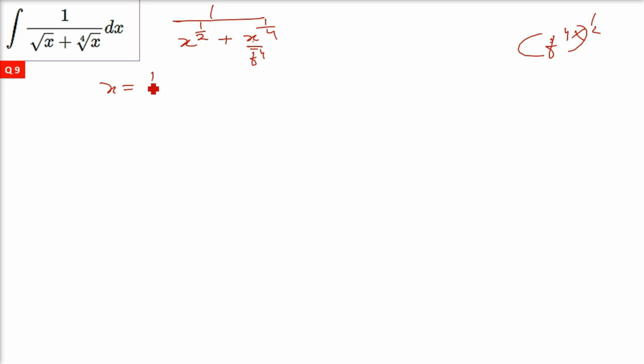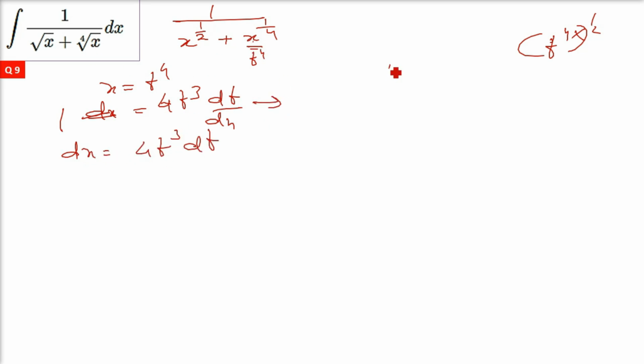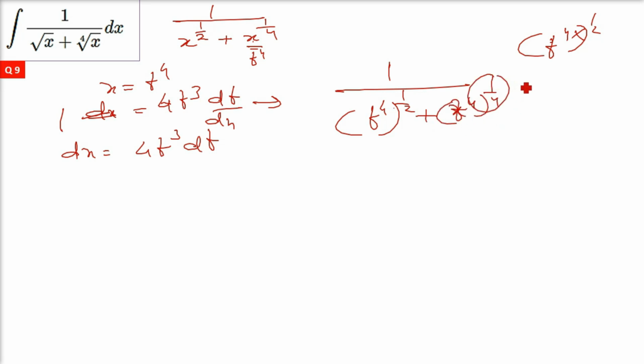x we are taking as t raised 4, so dx will be 4t cube dt, by dx. This dx goes here. It will be 4t cube dt. So we'll use it here. 1 by x raised half, t raised 4 by half. Please remember, the power 4 and 1 by 2 will get multiplied. Again, t raised 4 by 1 by 4: 4 into 1 by 4 is 1, so it will just give you t. 4 into 1 by 2 will give you 2. So we got 1 by t square plus t.